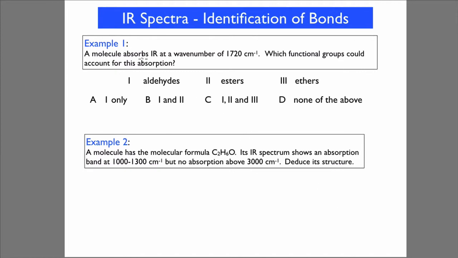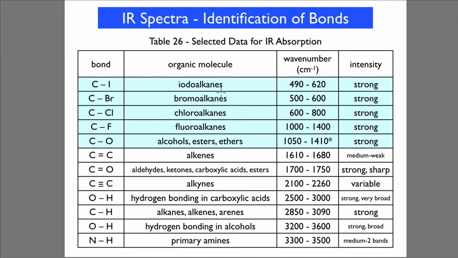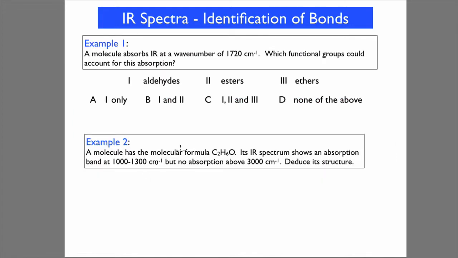So a molecule absorbs infrared at a wave number of 1720. Which functional groups could account for this absorption? Let's go back and have a look. 1720, it could be a carbon double bond oxygen. Which one of these has a carbon double bond? Well, we know what aldehydes do, and we know esters do, we know the ethers don't. So we're looking at 1 and 2. Aha, and we're correct.